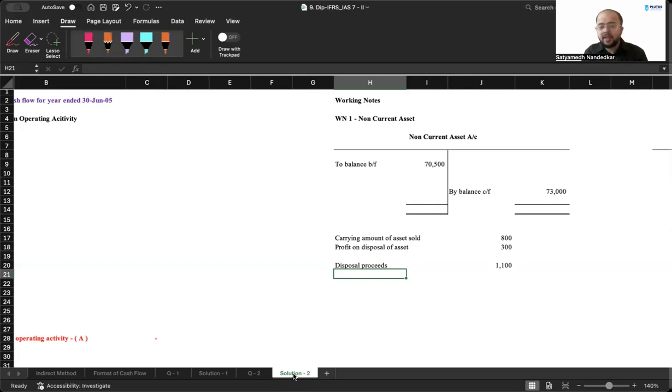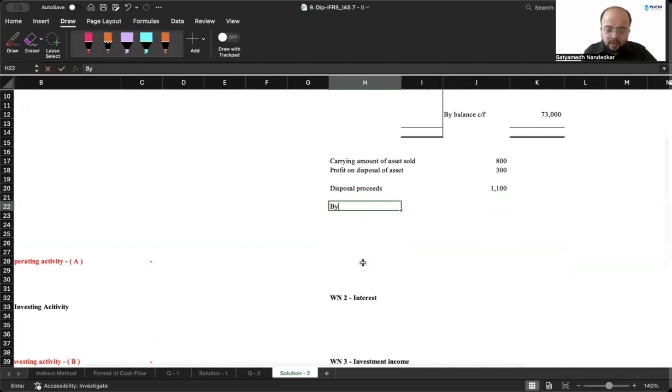Now, with that in mind, let us proceed to record the accounting entry. The entry will be: by bank account debit, you have gotten 1100 in your bank account, 1100, to non-current asset account. Bank account debit to non-current asset 800, to profit on disposal. Credit all incomes and gains.